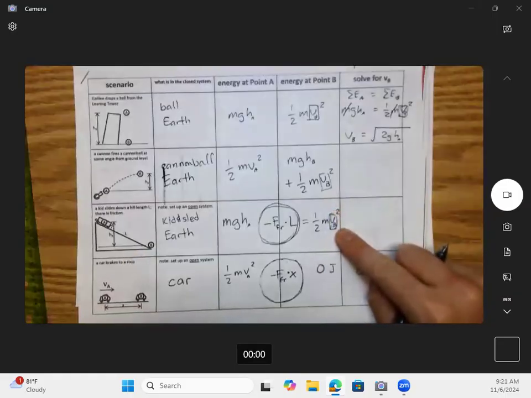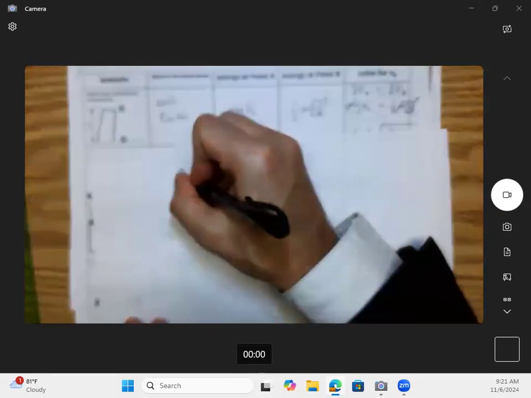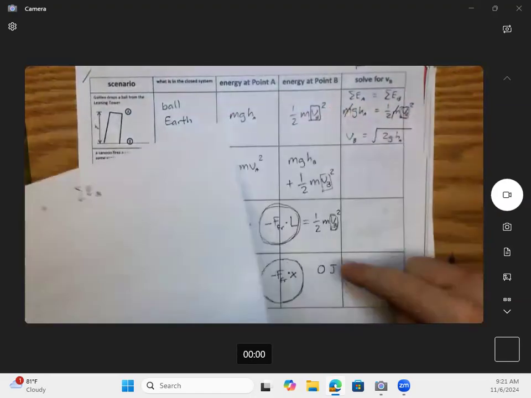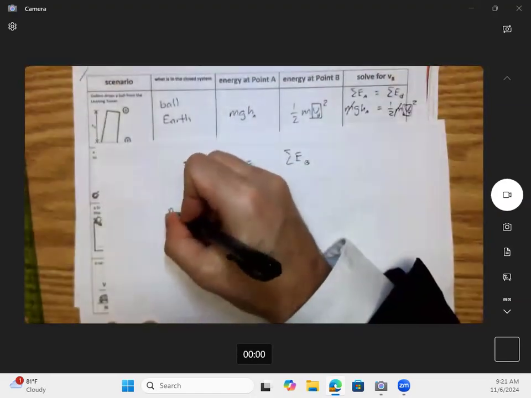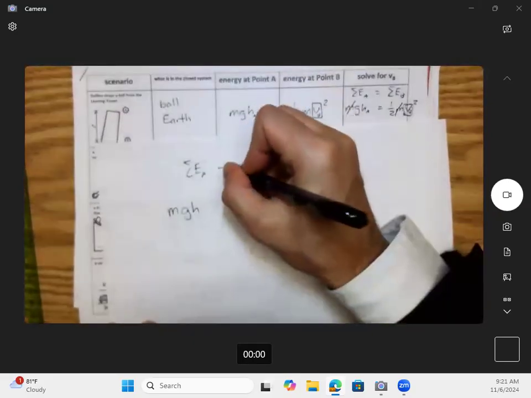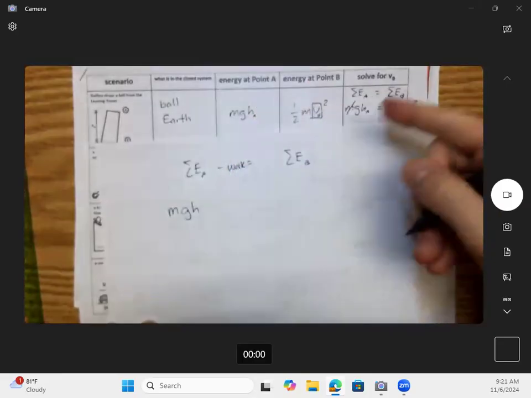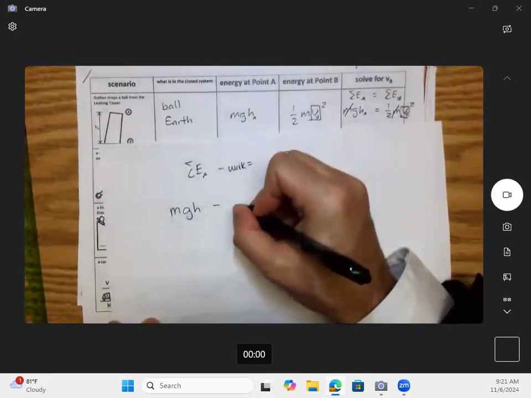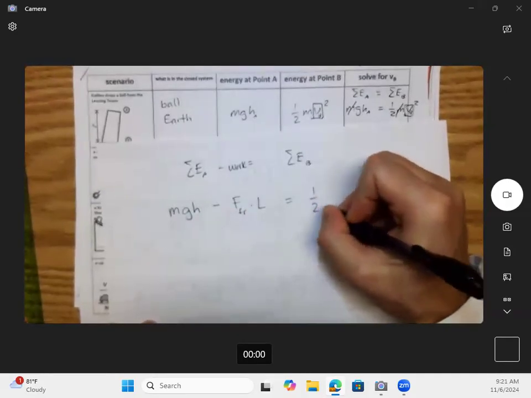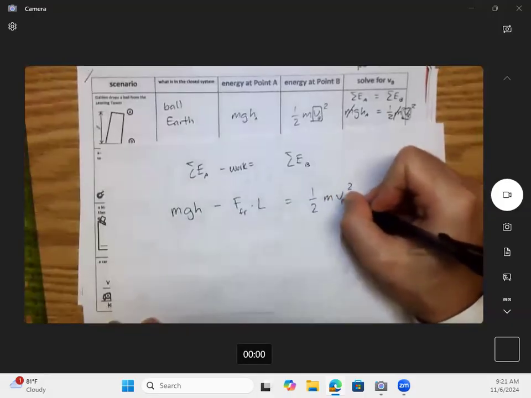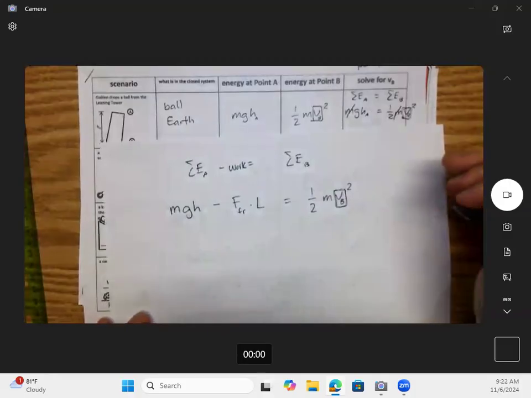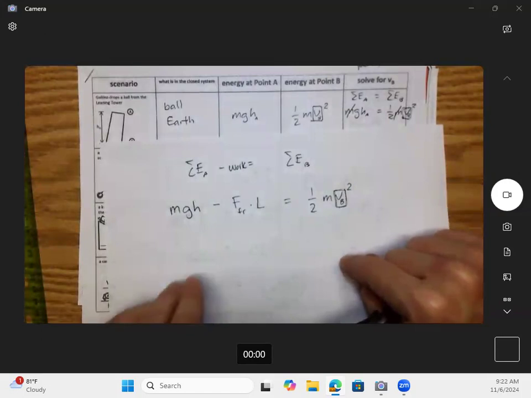Right, you guys good? All right, I'm gonna blow that up bigger here. Sum of energy at point A equals sum of energy at point B. Top of the hill, bottom of the hill. So start out with some MGH, minus work equals energy final. So subtract off, and then the work done by friction is force of friction times the length. And then he probably has some 1/2 mv squared at the bottom. Okay, something like that. Oh, we'll decide that here.